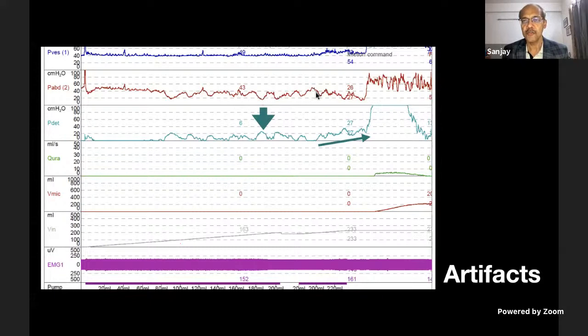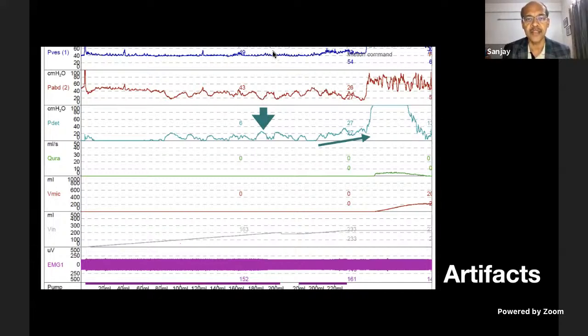Now, if you remember, I told you that PDET is derived by a subtraction of P abdomen from P vesical. What that also tells you is that you can't get a valid deflection in PDET without a corresponding deflection in the vesical channel. So if you find any pressure change on PDET, look at the vesical channel.